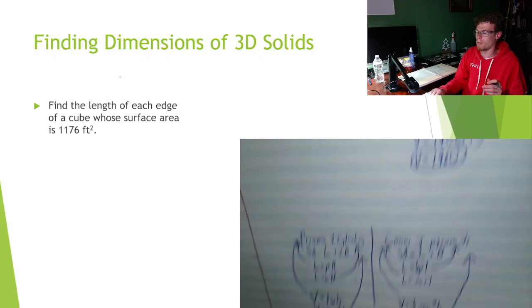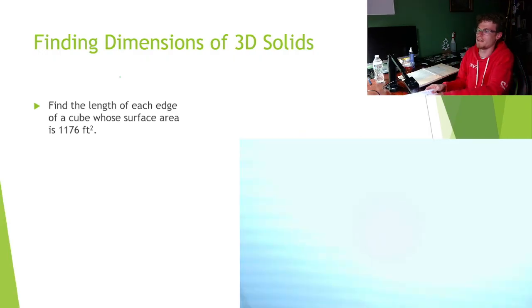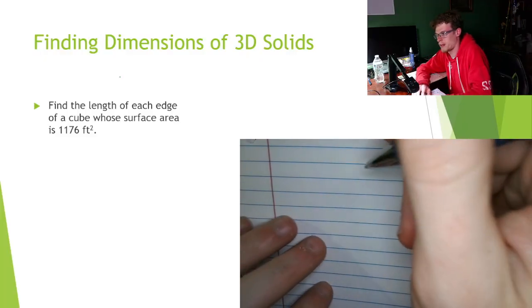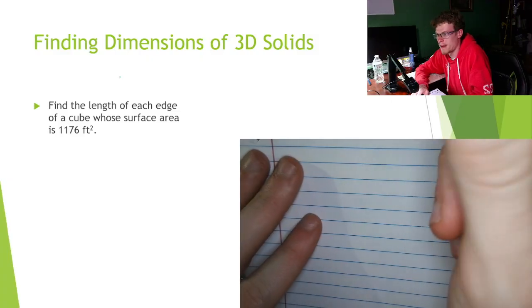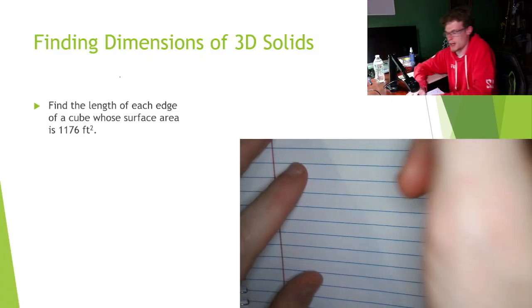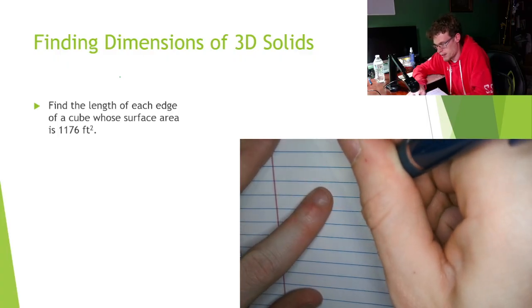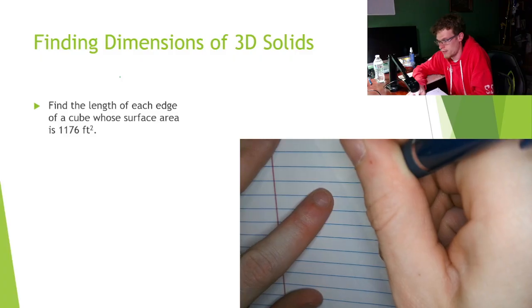All right. What if you start with surface area and you need to find something? Well, it's actually really simple, and I'm just going to use this one as a simple example. I think this is in your chapter review as well. Find the length of each edge of a cube whose surface area is 1176 feet. This is actually really easy.